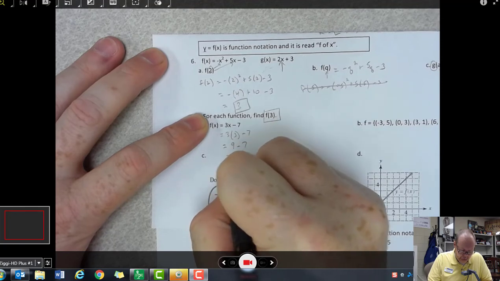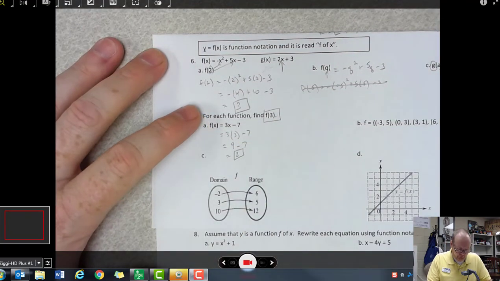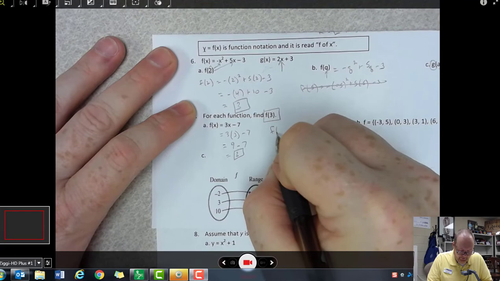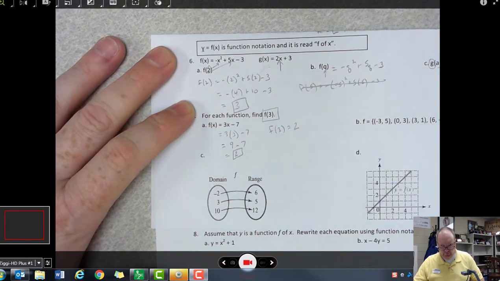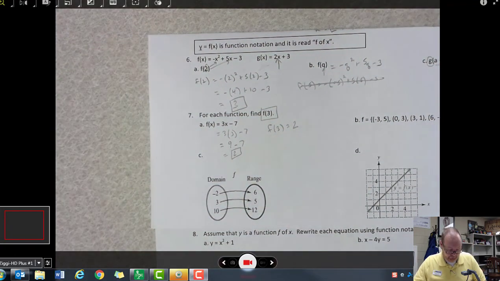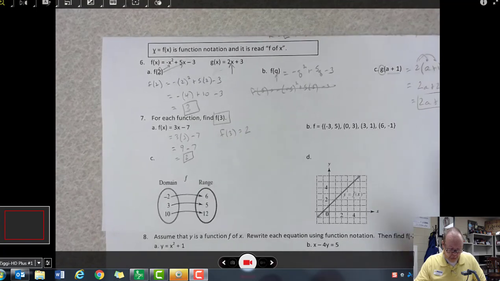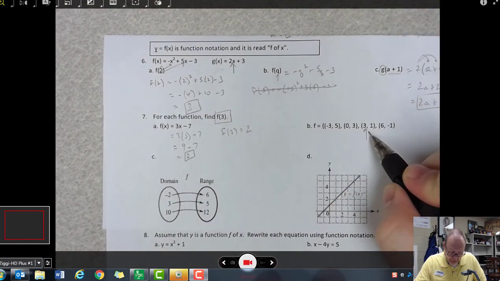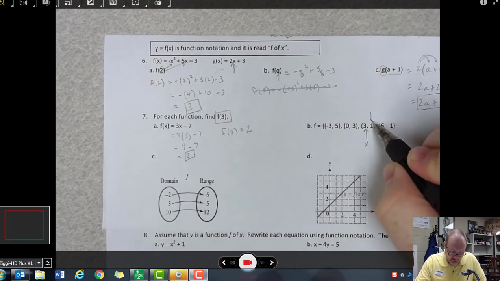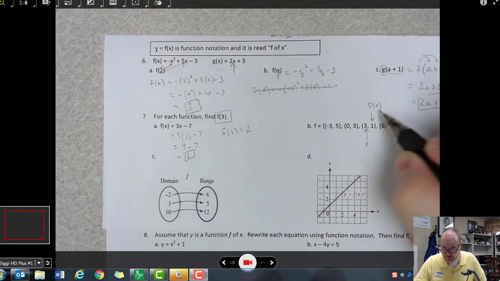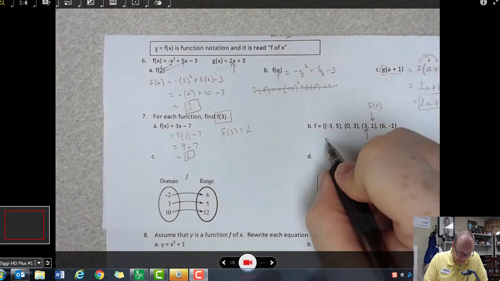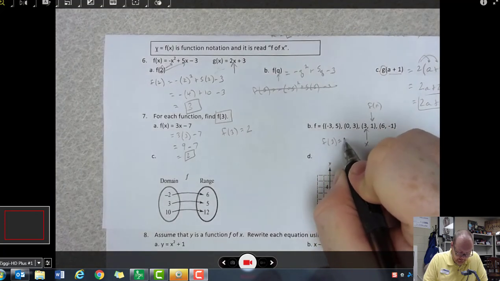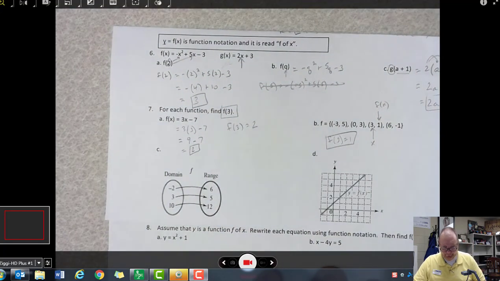And when I do that arithmetic, I get an answer of 2. So I know in that problem, f of 3 is equal to 2. That's actually the hardest one. On letter B, let me find when x is 3, and whatever it's matched up with is f of x. So f of 3 in that problem is equal to 1.